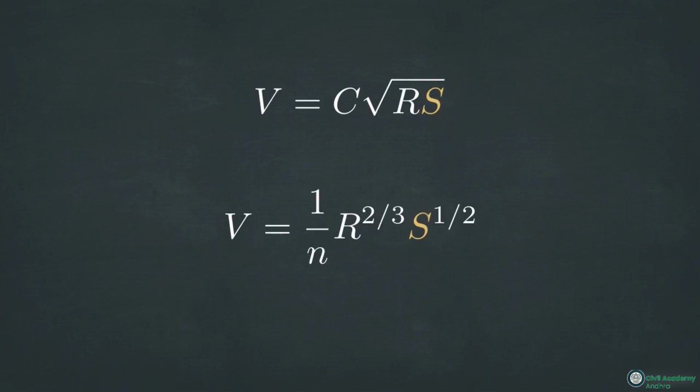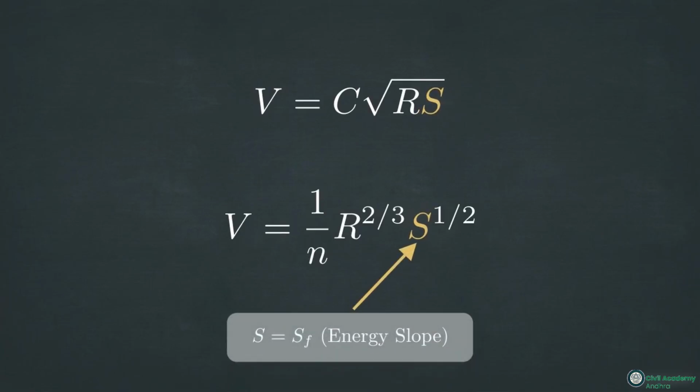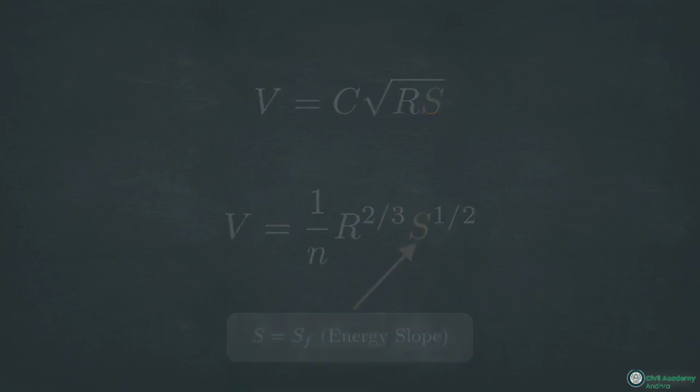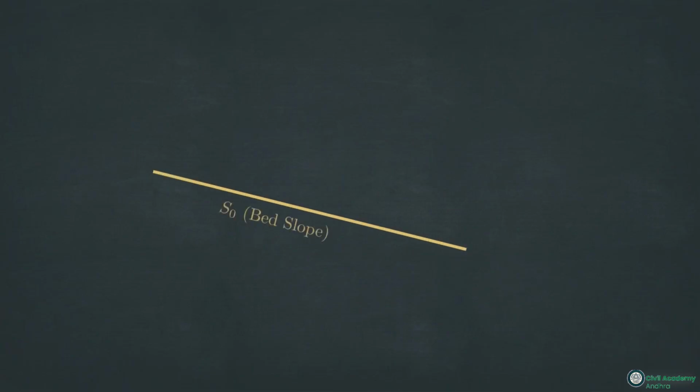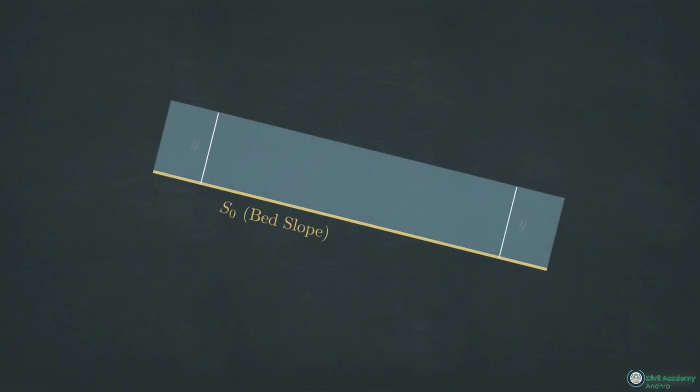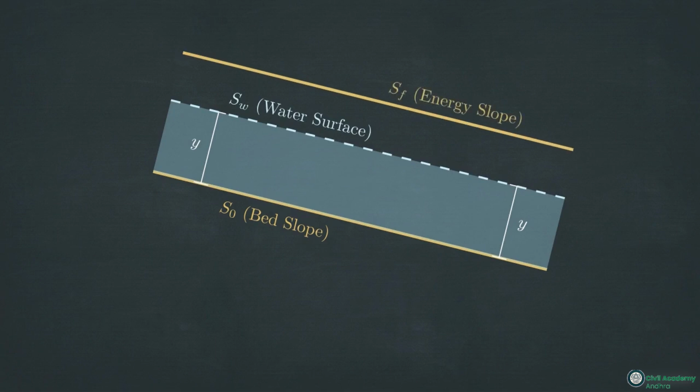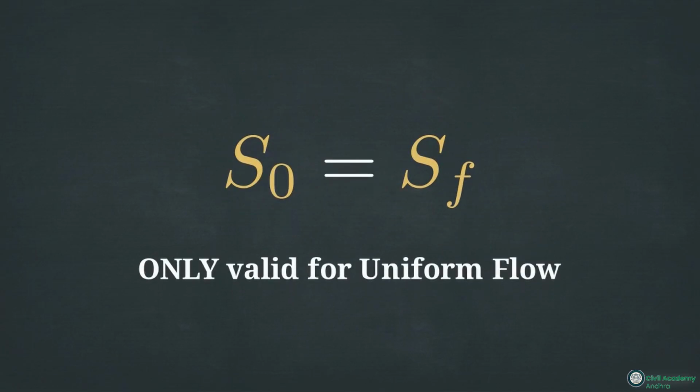Look closely at the variable S. This is a common exam trap. S does not stand for the physical bed slope. It specifically represents the energy slope, or SF. However, in a strictly uniform flow, the water depth remains completely constant. Because the depth doesn't change, the water surface and the energy line run perfectly parallel to the channel bed. So for uniform flow, and only uniform flow, the bed slope mathematically equals the energy slope.